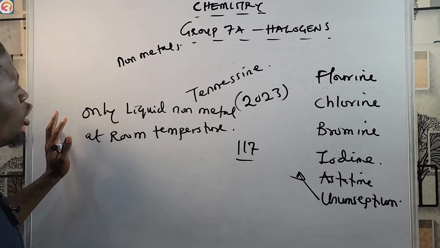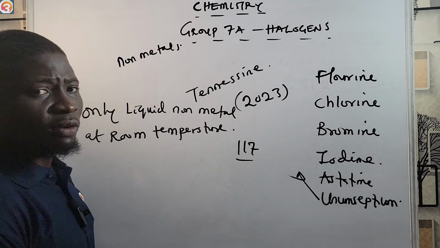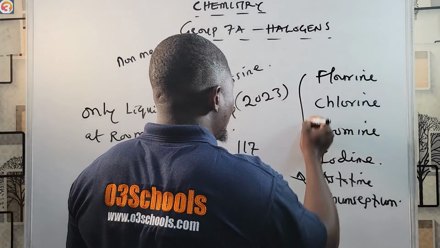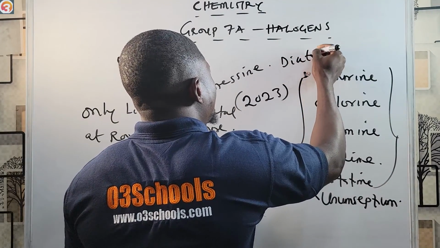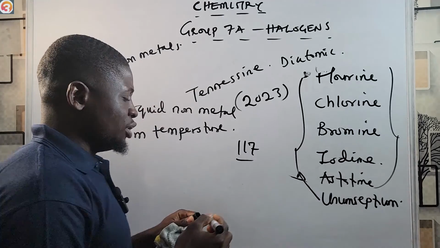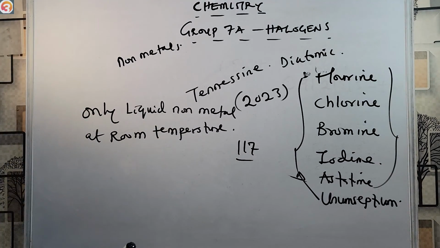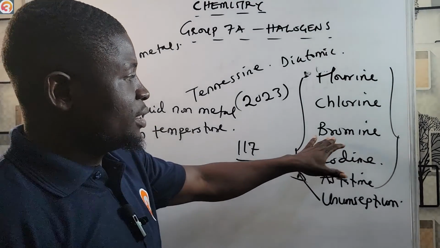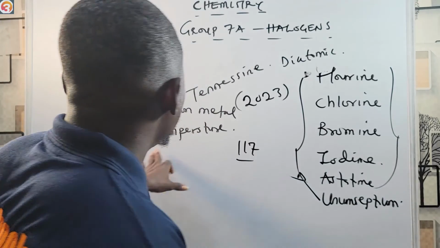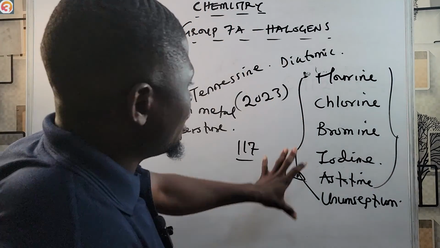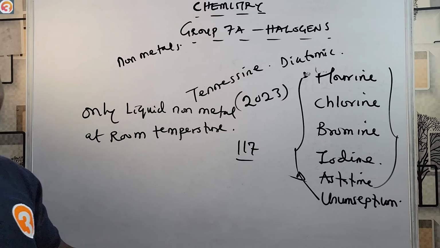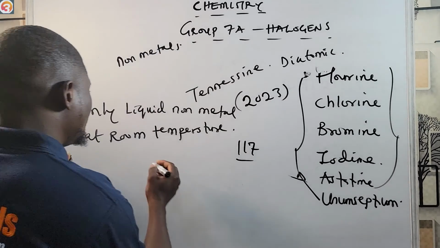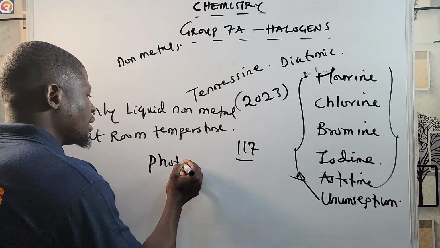Now, having known this, also know that they are all diatomic, just like sulfur and oxygen. Like I said, bromine is the only liquid at room temperature, and they are all diatomic. Also, many of their reactions are photochemical.